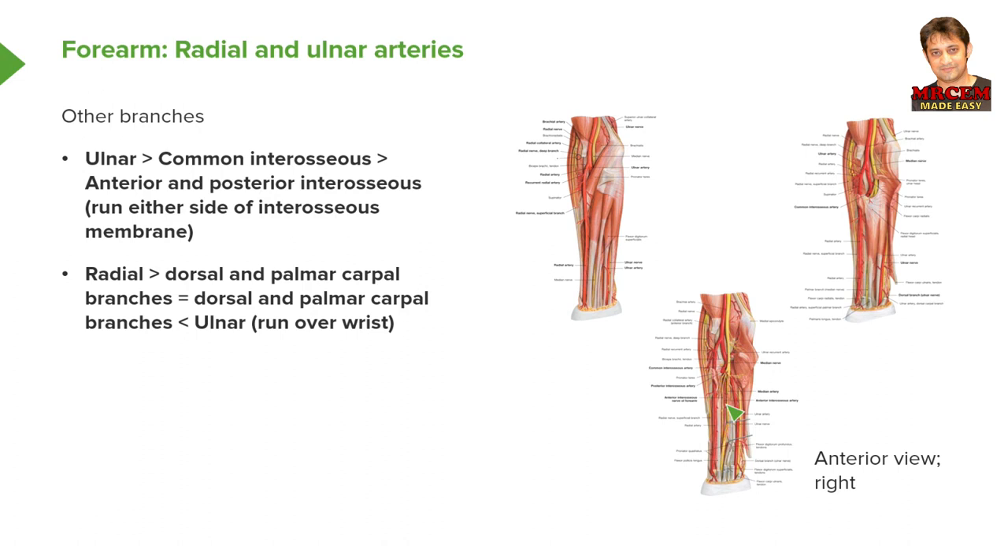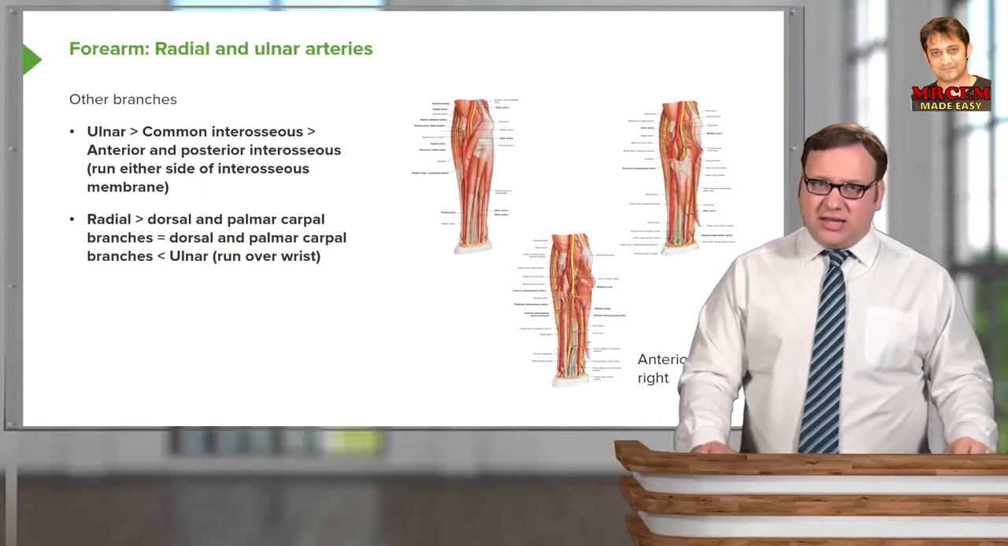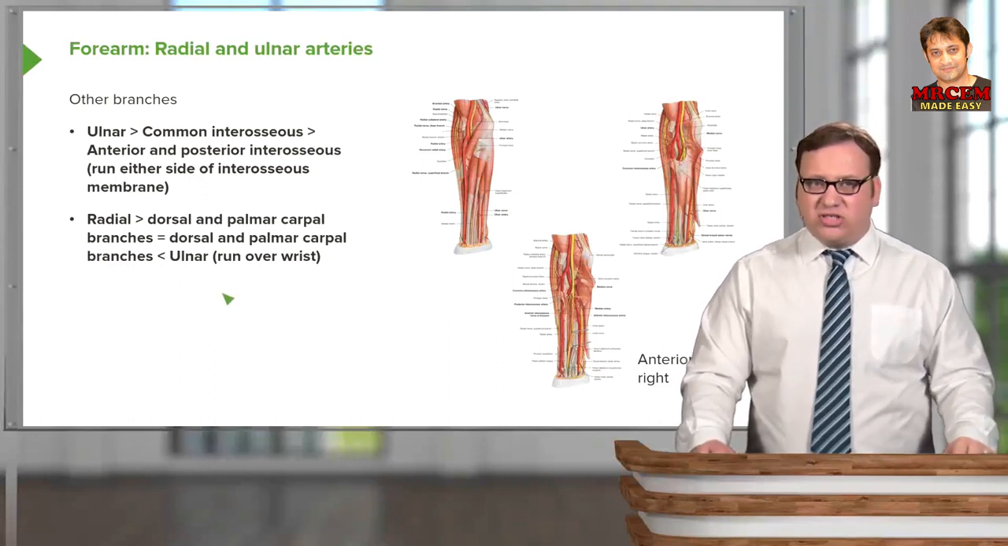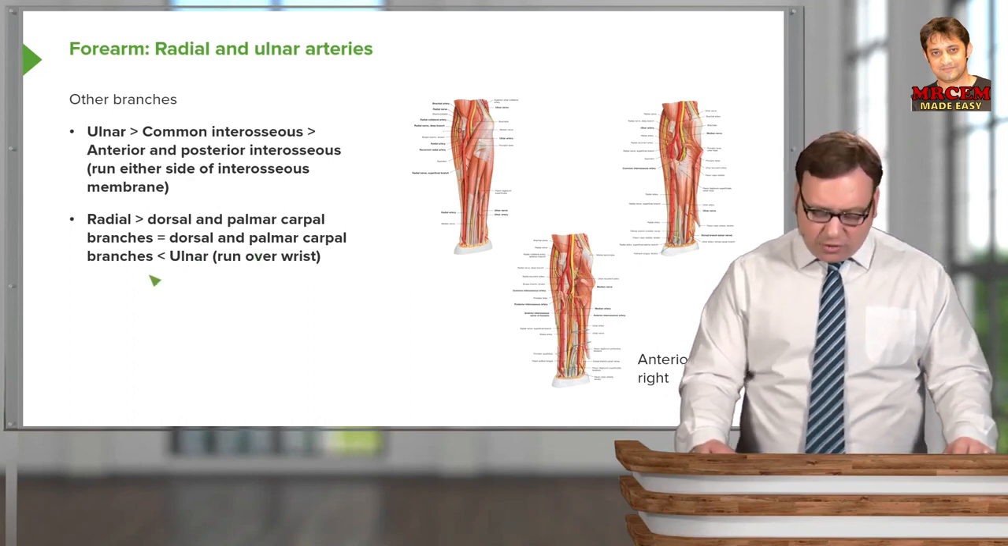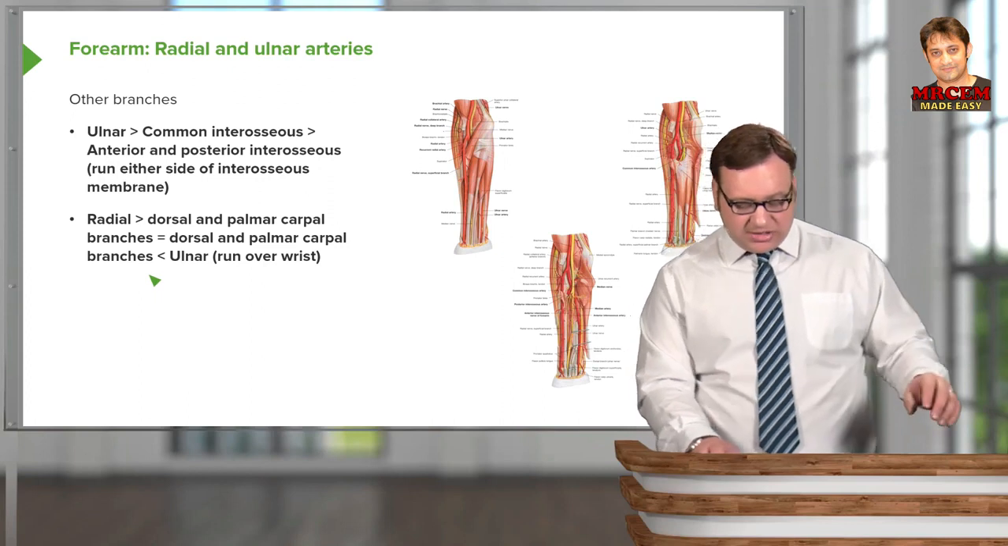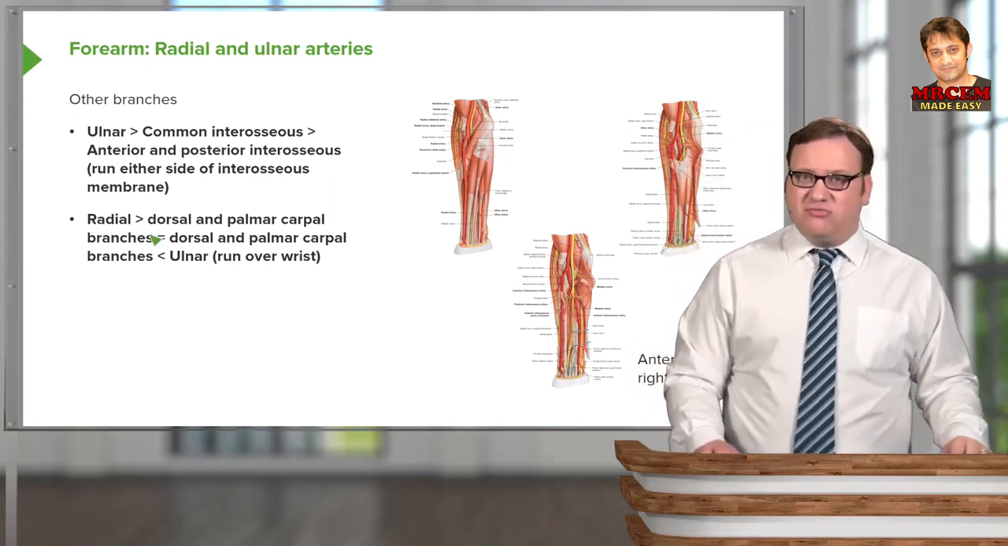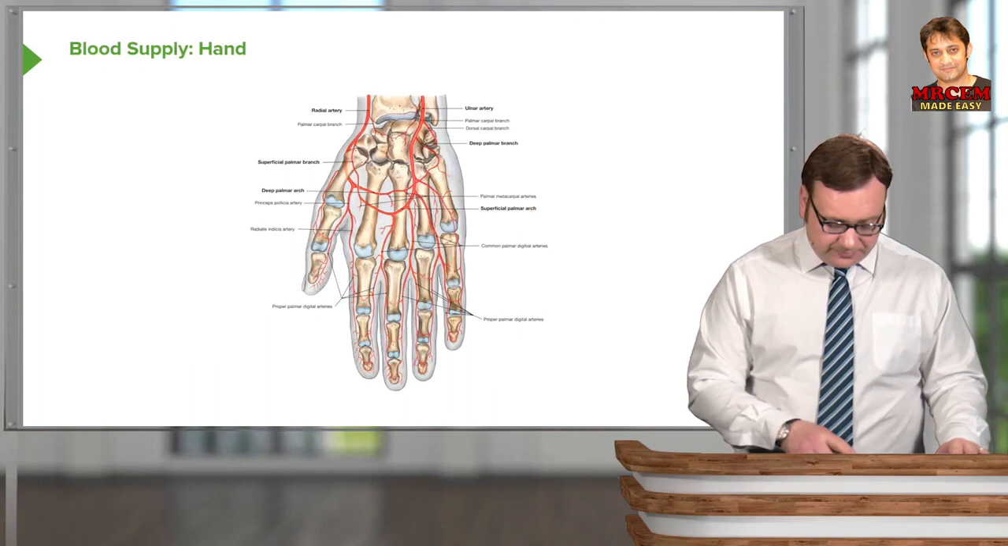within the anterior compartment. The radial artery, that's going to give rise to dorsal and palmar carpal branches as they go towards the carpal bones, and we also have these coming from the ulnar artery, dorsal and palmar carpal branches, and these form a nice carpal anastomoses around the carpal bones in the wrist. We'll see these later on.